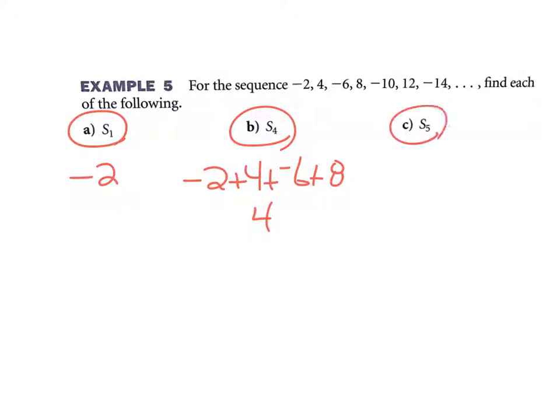And part C says find the sum of the first, or the fifth partial sum. That's another way you could say that, fifth partial sum. Now, the fifth partial sum is just taking the first 4 and adding the fifth number. I just added the first 4, and I got 4, so I'm just going to say 4 and -10. That's -6. So when you see an S with a subscript, that's a sum, and the subscript tells you how many terms to add together.